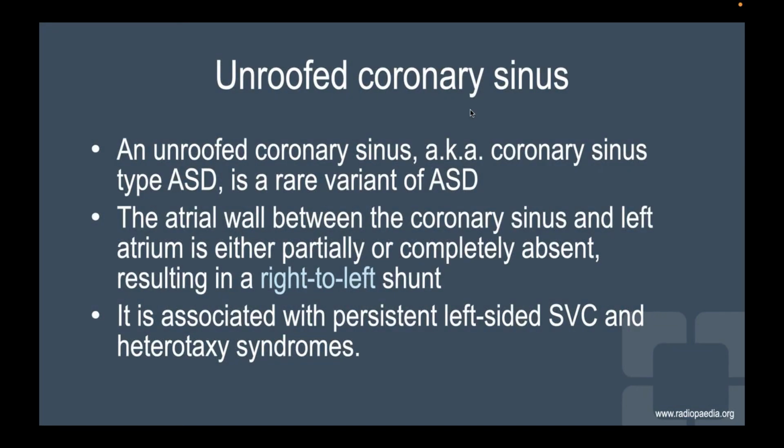So very quickly, unroofed coronary sinus is a type of ASD in essence, because that's what it acts and presents like hemodynamically. It's a left-to-right shunt at the atrial level. That's where the atrial wall between the sinus and the left atrium is partially or completely absent, like we said. And it can be associated with a persistent left-sided SVC and some heterotaxy syndromes for sure. But I mean, anything can be associated with heterotaxy syndromes, to be honest with you. But it has been shown to have an association with left-sided SVC.